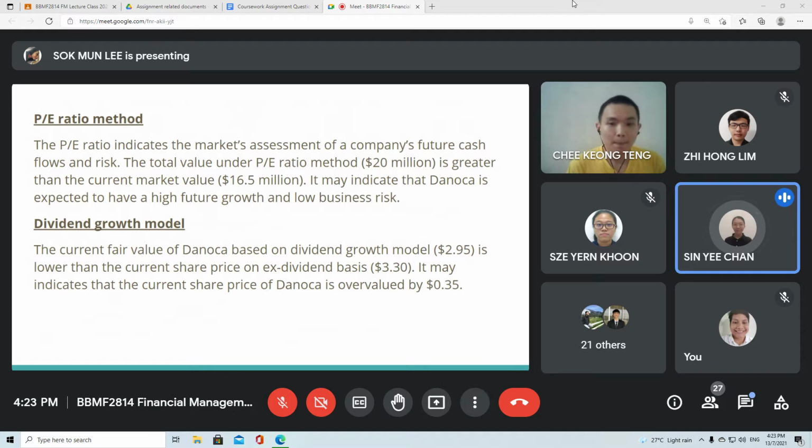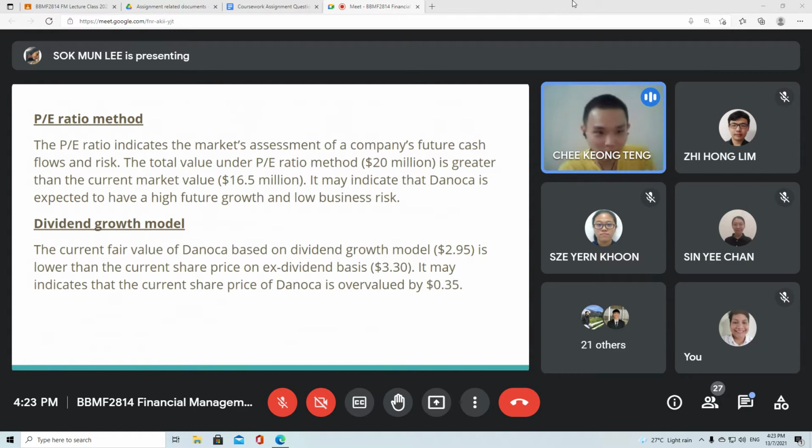It may indicate that Tanaka is expected to have a high future growth and low business risk. Under the dividend growth model, the current fair value of Tanaka is 2.95 per share, which is lower than the current share price of 3.3 per share. It may indicate that the current share price of Tanaka is overvalued by 0.35.